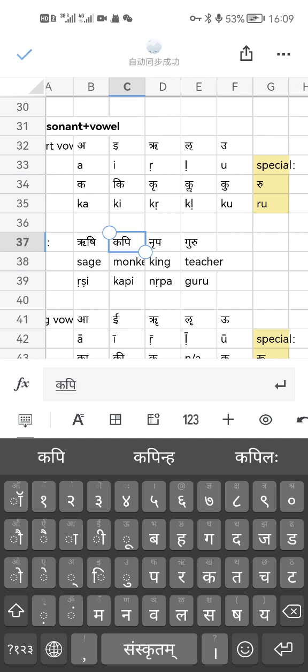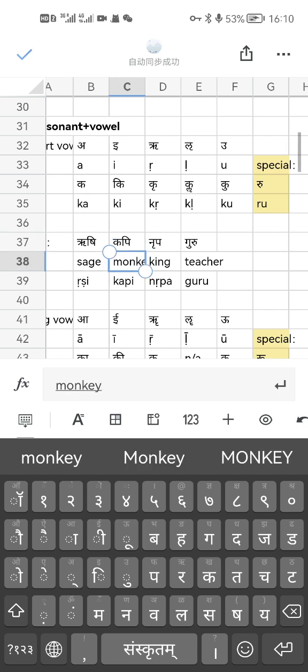Next one, kapi. We can also see it's ka and pi. P is pa, and add this sign, so it becomes pi. And again we put it back. So it's like this. Kapi means monkey.